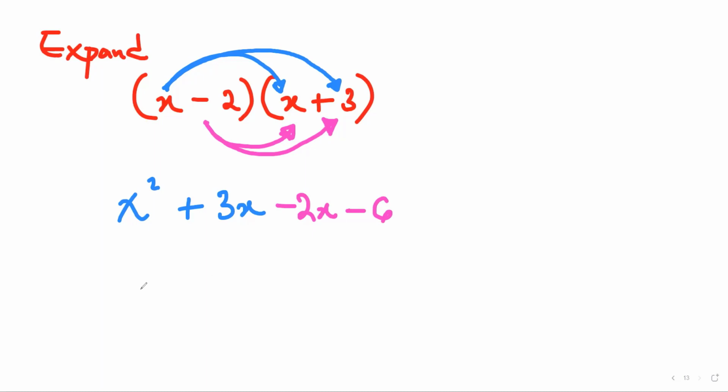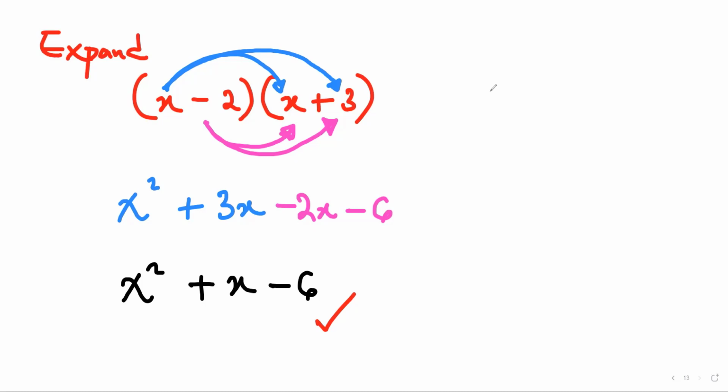And that will be x squared, 3x minus 2x, which is plus x. And then you have here minus 6. Excellent. That's it. So you're going to write this down? Yeah. Okay, we'll take another example.